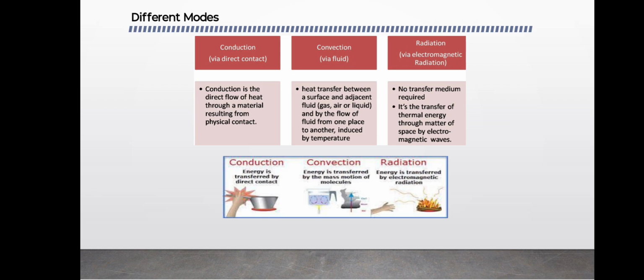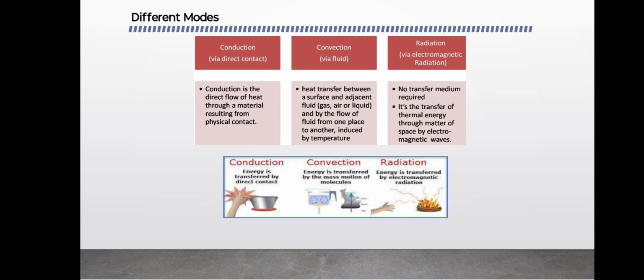The next slide shows the different modes of heat transfer. We all know that there are three modes of heat transfer: conduction, convection, and radiation. In conduction, heat transfer takes place from the higher temperature side to the lower temperature side. The heat is transferred from one side to another with the help of a medium or direct contact between the surfaces. That type of heat transfer is called conduction.